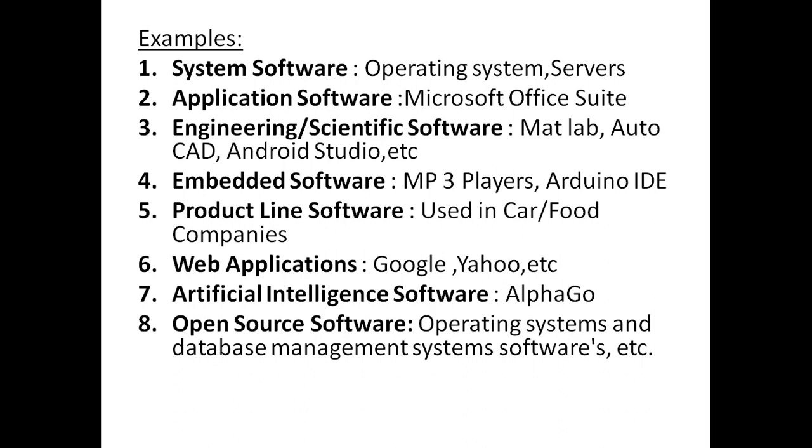Fourth one is the embedded software. Applications such as MP3 player and Arduino IDE come under embedded software. Fifth one is the product line software. These are used in car or food companies. Sixth one is the web applications, which is nothing but Google, Yahoo, etc. Then artificial intelligence software. Here the software named AlphaGo can be used as artificial intelligence software. Then open source software, such as operating systems and database management system software. For open source software, we can take the simple example of an OS such as Ubuntu, which is open source. These are the examples of the types of software.